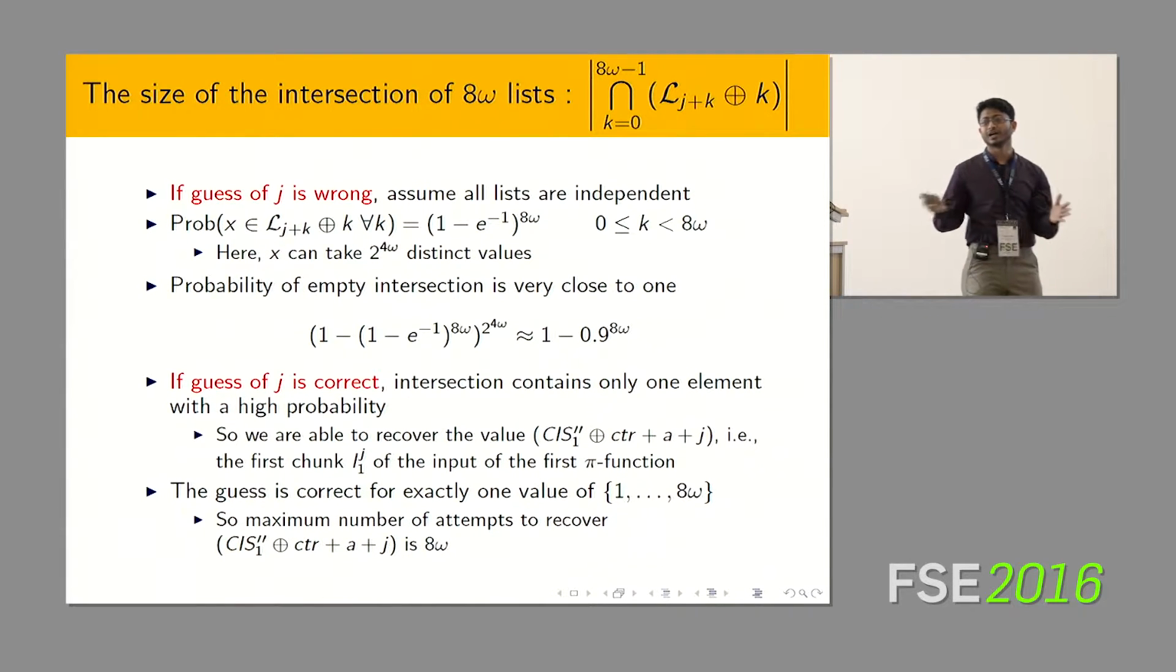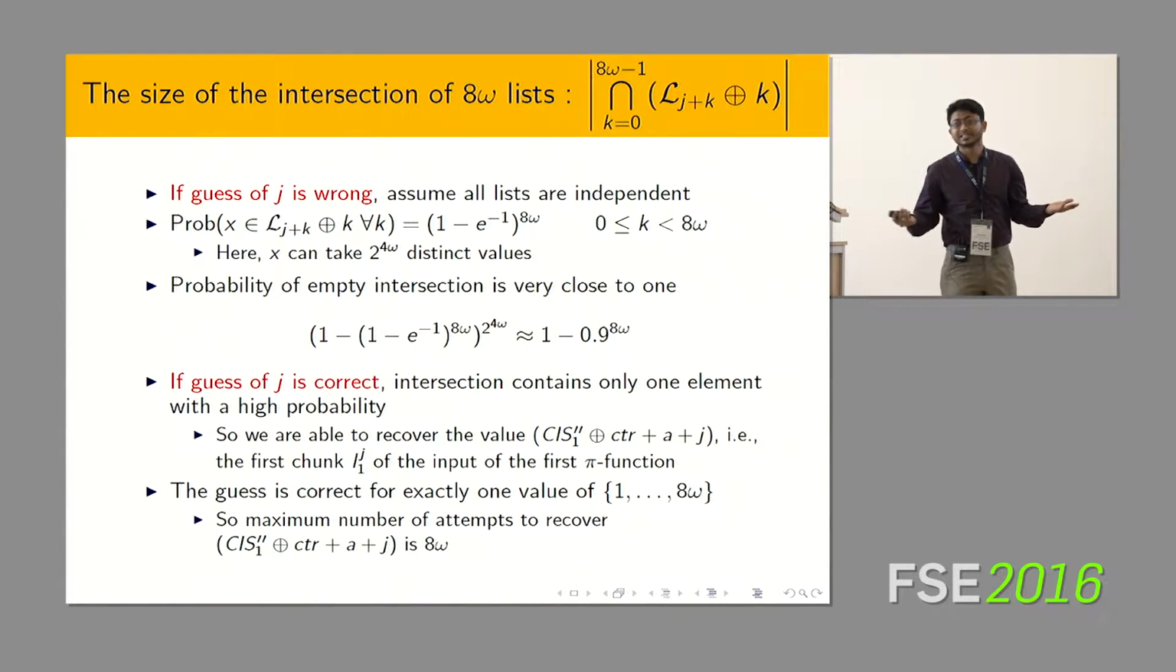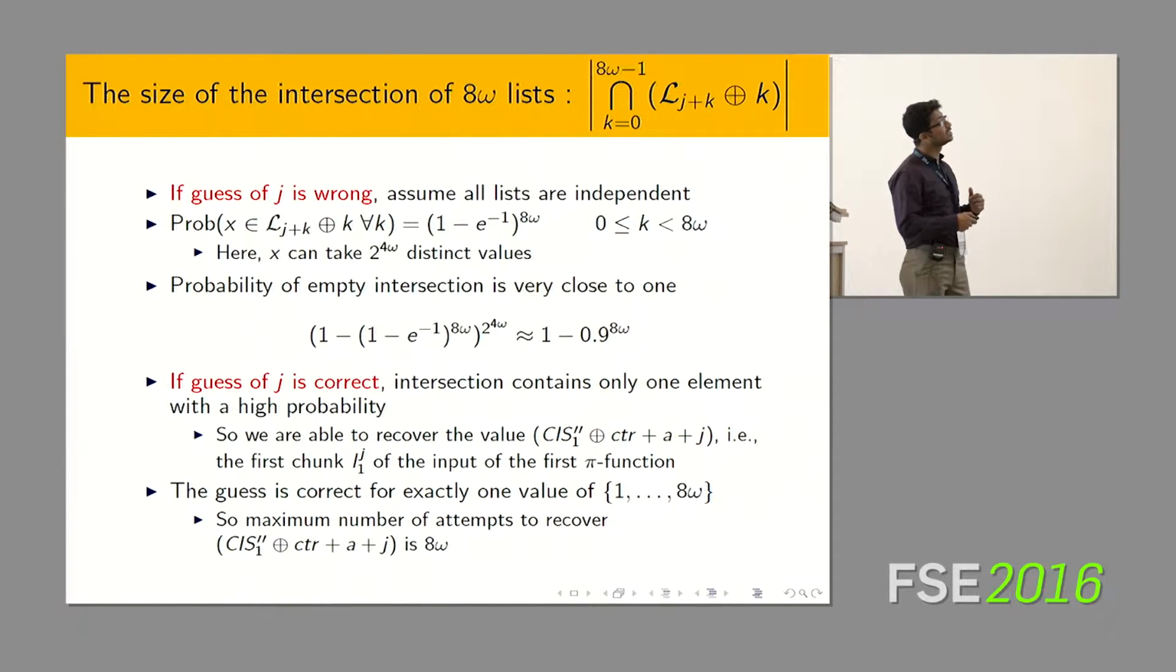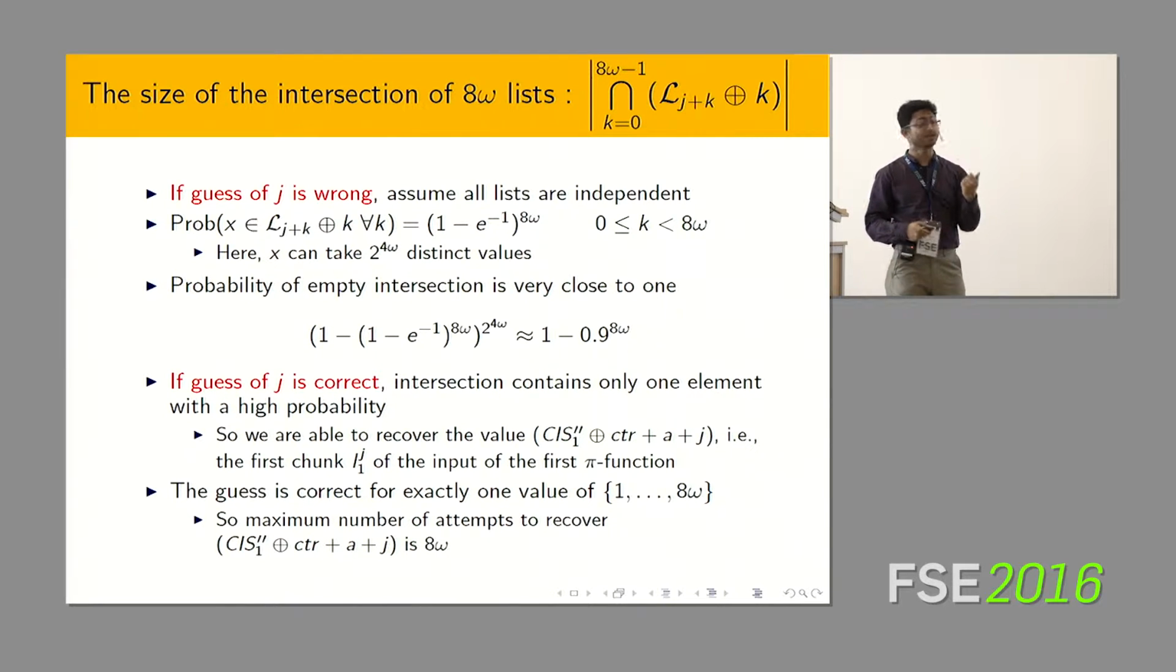So we'll intersect the lists, and if the size of the intersection is 0, that is, there is no element in the intersection, we know that our guess was wrong. However, if the size is at least 1, because we will have at least one element in the intersection, then we know the guess is right. So by doing this only 8 omega times, for exactly one value of j this is going to be correct, and we can recover the value of j.